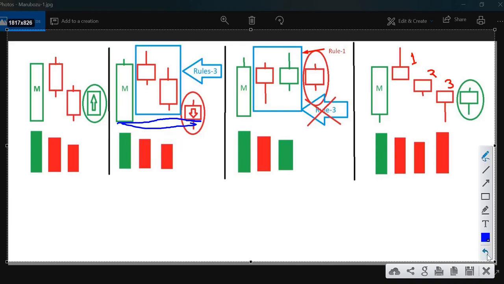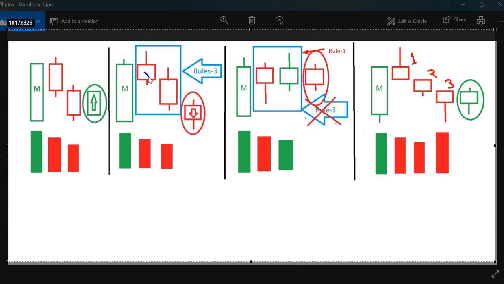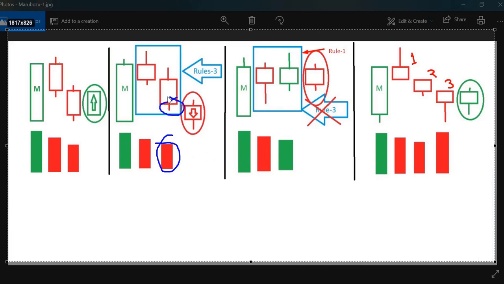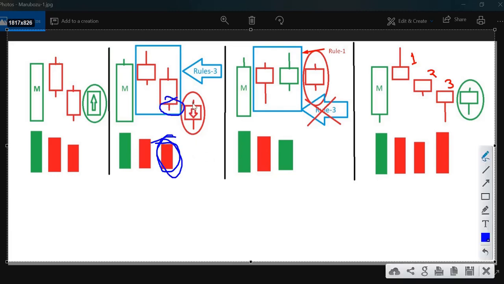Okay, that's why we will apply here, because as you can find that the first, second and third candle are the same color, so we will apply rule number 3. In rule number 3 we know that small wick, small volume, market will continue. That's why the next candle goes down.